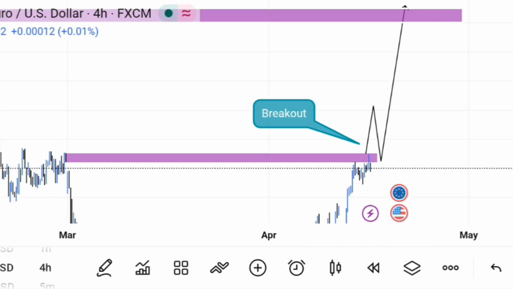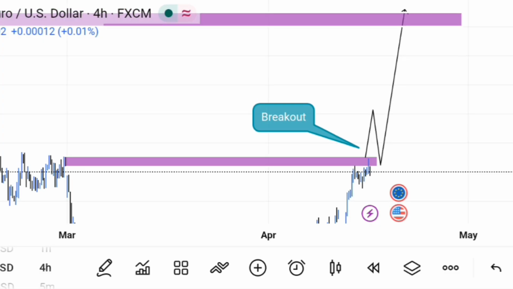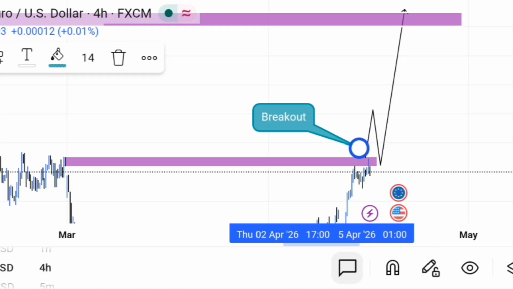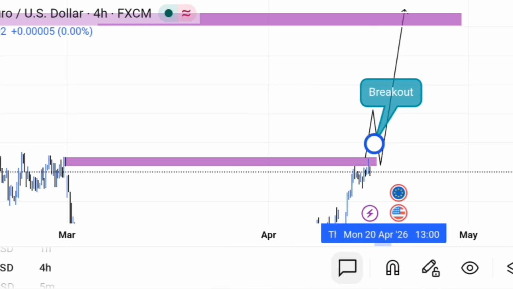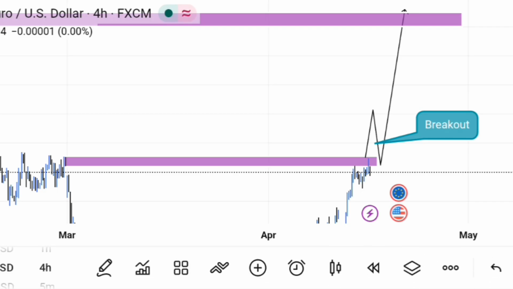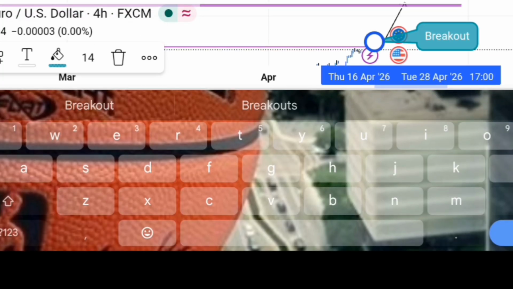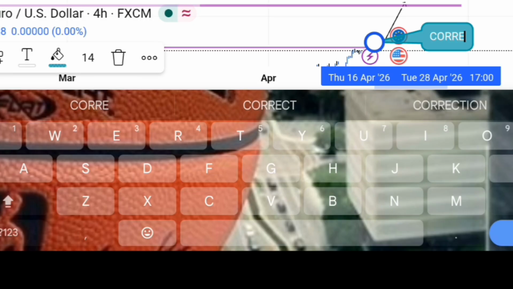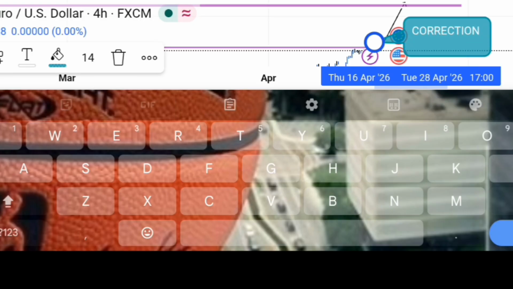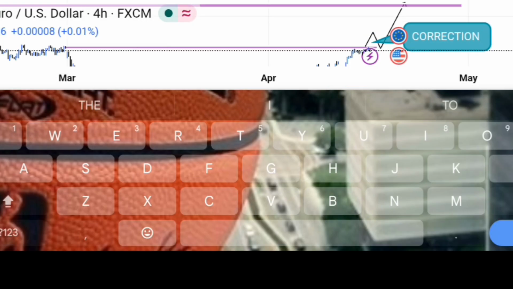Let me point it out so you people get it. Let me mark it out. So there, yeah, there. That's the correction. That line, that's the correction. Yes, that's the market correction.